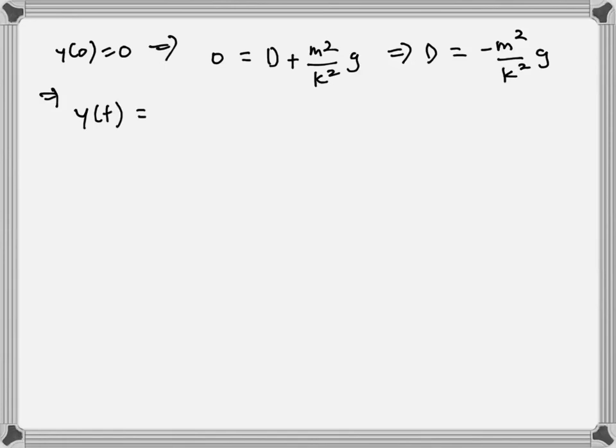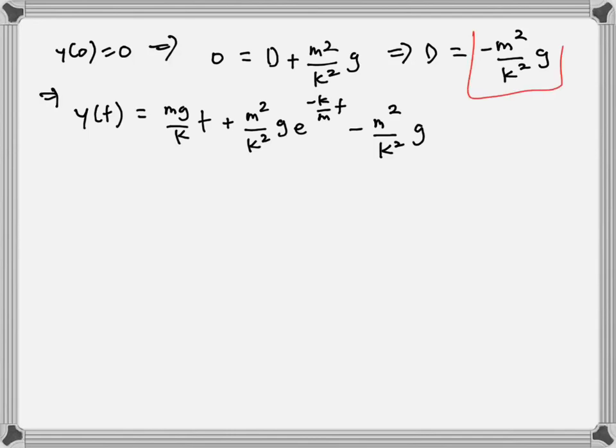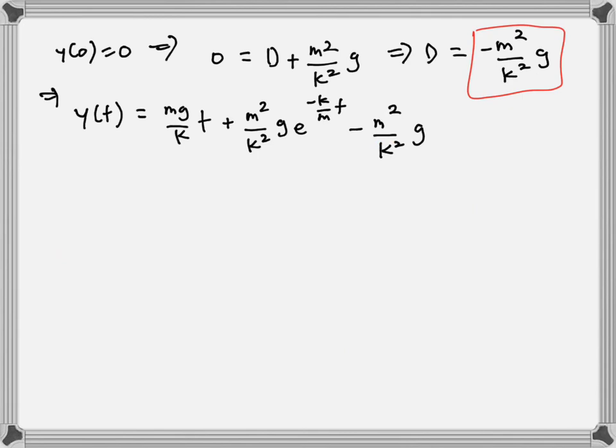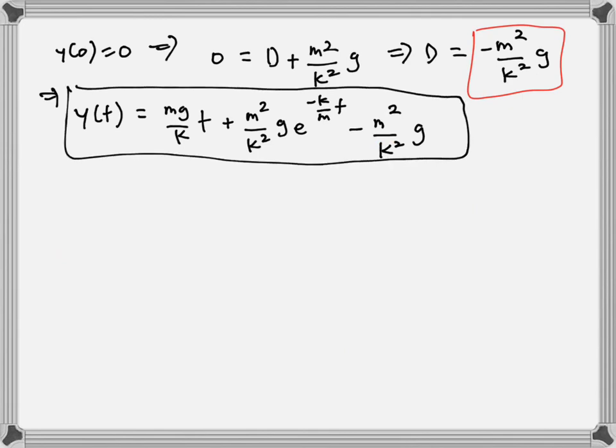y of t is equal to mg over k times t plus m squared over k squared g e to the negative k over m t, and then minus m squared over k squared g, right? Because I took this guy and I plugged it back in for d right here. Okay, so this is my solution to the differential equation. So I answered the first part. So now let's go for the bonus question.